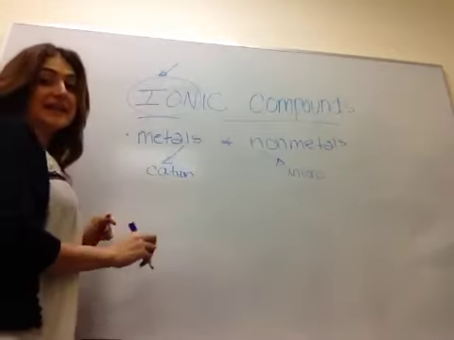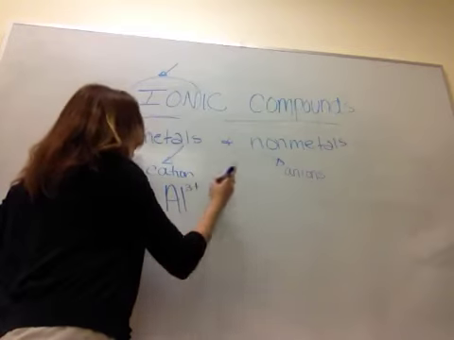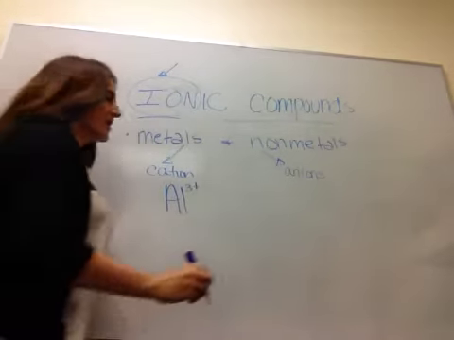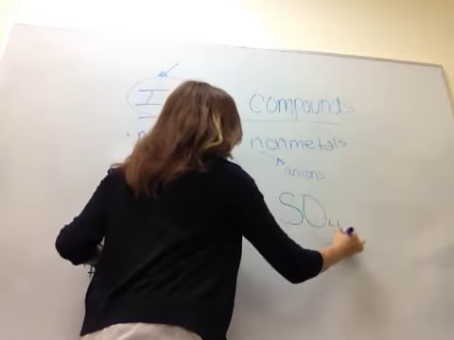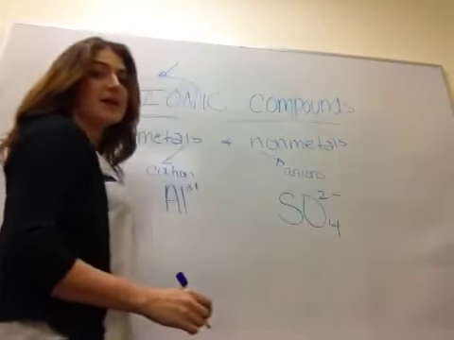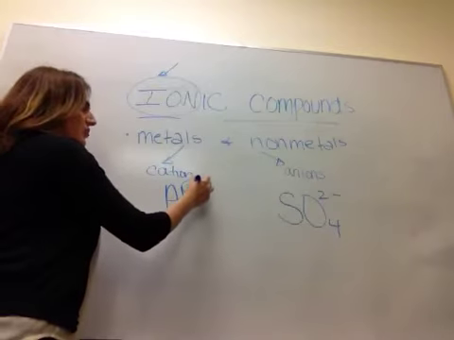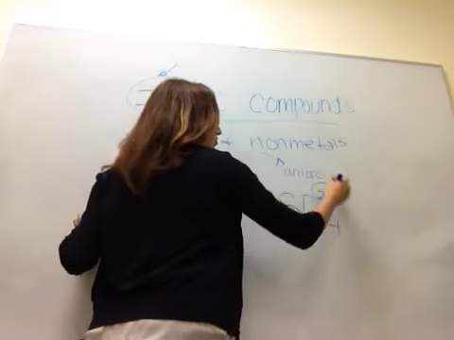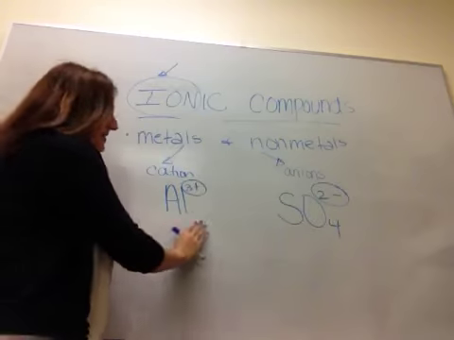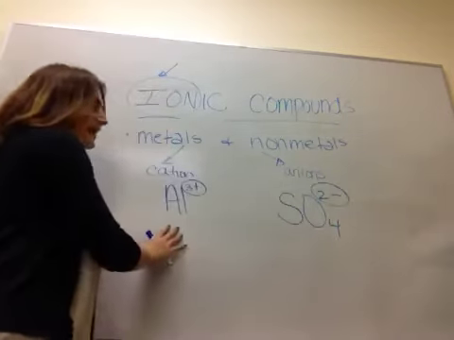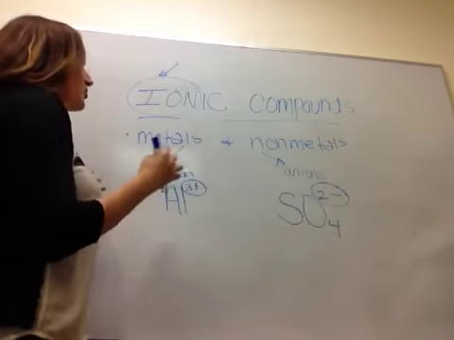Okay, I need a cation, so I'm going to use aluminum 3+, and I need an anion. I'm going to use kind of a big anion here, SO4 2 minus. You saw that in your lab. That's called sulfate. So aluminum has a charge of 3 plus. Sulfate has a charge of 2 minus. Ionic bonding, because there's ions. Metal bonding with nonmetals. Cation bonding with an anion. Ionic bonding. So let's write this formula.